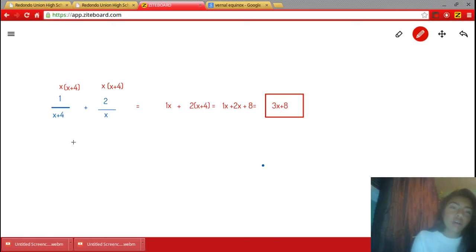You can see that this x plus 4 and this x plus 4 cancel out. This x and this x can cancel out. And you're just left with 1x, and you're left with 2 times parentheses x plus 4. You FOIL, you are left with 1x plus 2x plus 8, and your final answer is 3x plus 8. Just a little faster method, just in case you have those long equations and you have no time to do it.